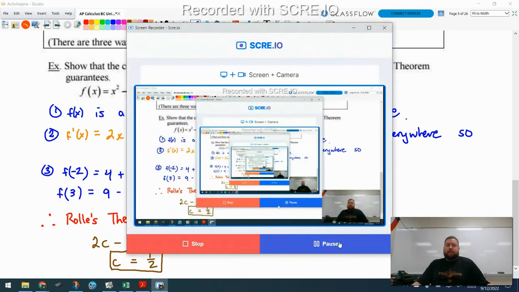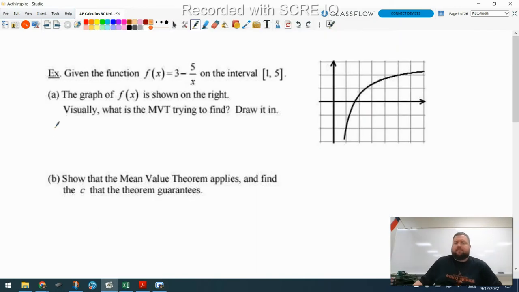All right, on the back. So given the function on the interval from 1 to 5, the graph of f of x is shown on the right. Visually, what is MVT trying to find? Draw it in. So mean value theorem is trying to find that if we were to graph the point at x equals 1 and the point at x equals 5, and draw a line between those, that's the average rate of change. And so MVT is trying to find the point along this curve where the slope of the tangent line is the same as the slope of the secant line. So that's visually what we're trying to see.